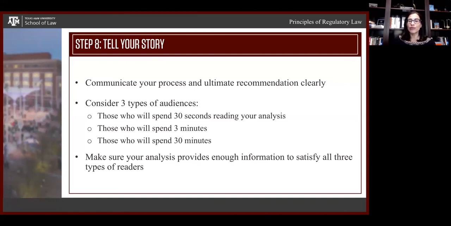So that concludes Unit 3 on policy analysis. And at the end of this week, also remember to do your regulation assignment. And then next week, week 6, we'll turn to judicial review of agency interpretations. Thanks.